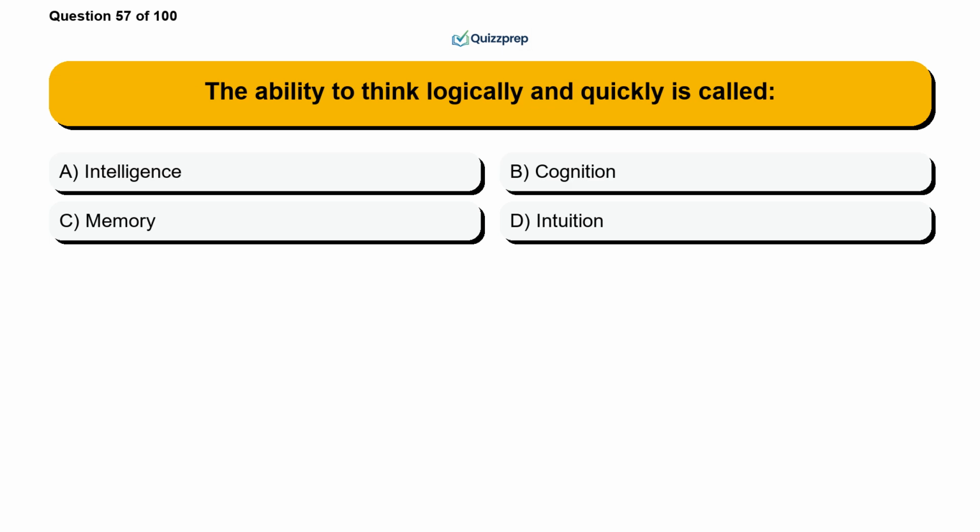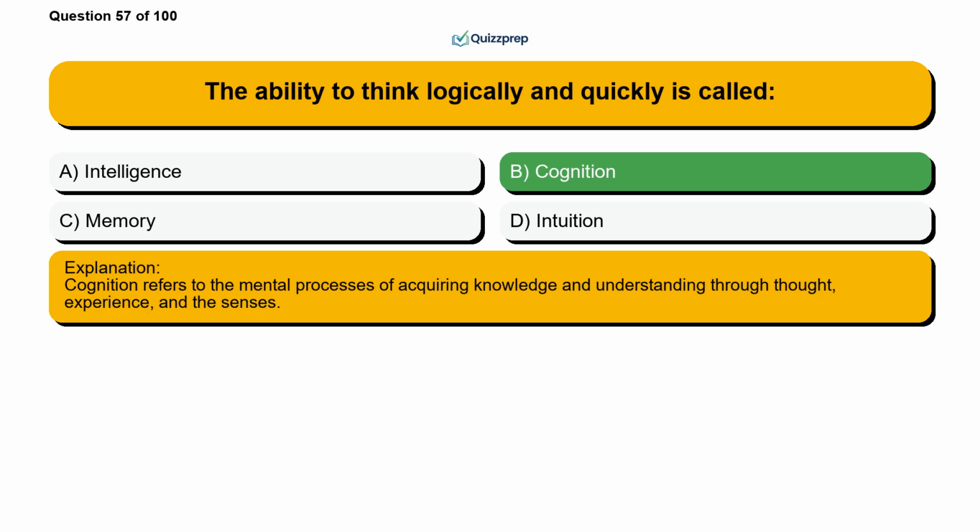Question 57. The ability to think logically and quickly is called: option A, intelligence, option B, cognition, option C, memory, option D, intuition. The correct answer is option B, cognition. Cognition refers to the mental processes of acquiring knowledge and understanding through thought, experience, and the senses.